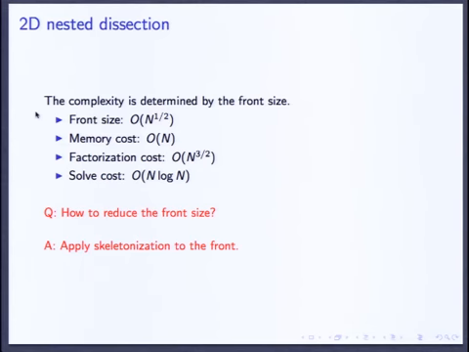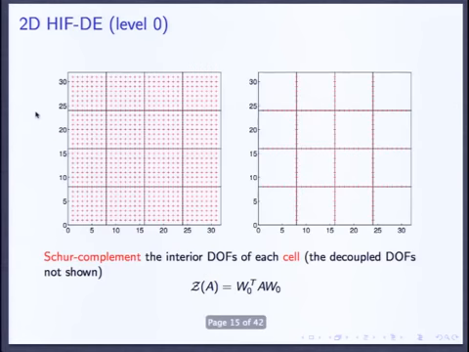So the question is, how do we become more efficient? We see that the problem comes from the front size, because the front gets larger and larger when n gets larger. So one way to solve this problem, and this is the way that we took, is to apply the scalarization ideas to keep the front always to a manageable size. Okay. So the algorithm goes as follows. We call our framework hierarchical interpolative factorization.